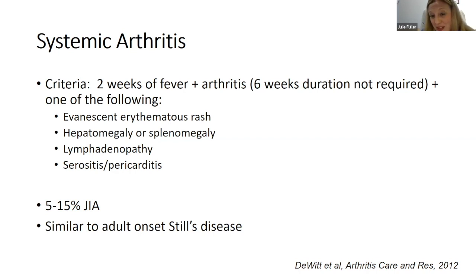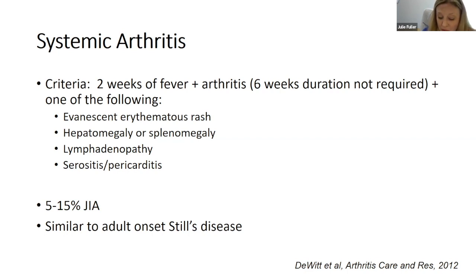They used to require 6 weeks duration of arthritis, but now we know arthritis is actually kind of a late stage finding of this, and these patients are so ill, if you wait for them to develop arthritis, or certainly have arthritis for 6 weeks, they have a very high risk of MAS.